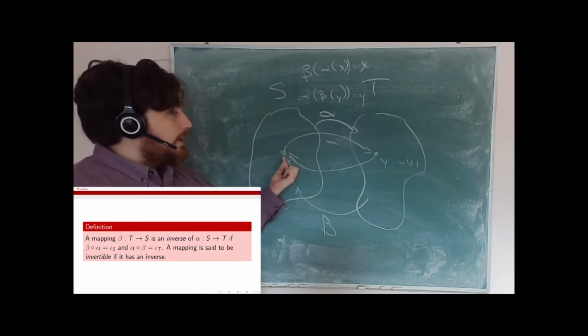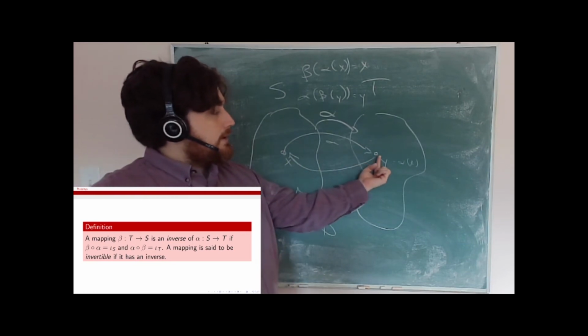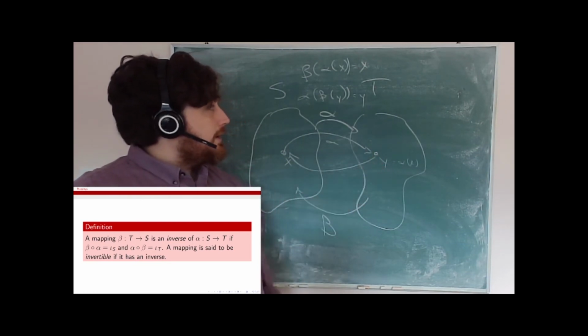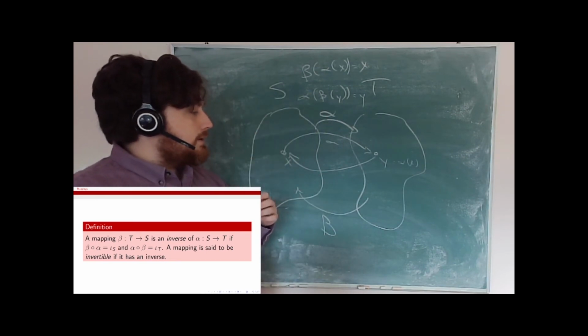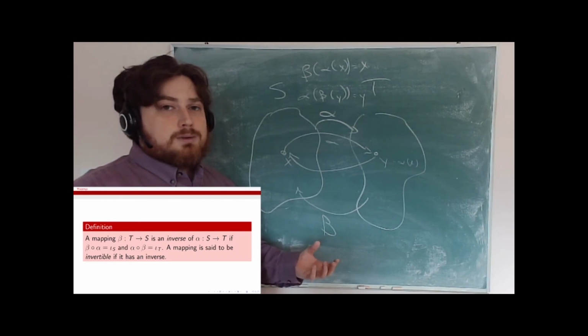Now, one of the identity mappings is on S, because it's sending things in S to things in S. The other one's on T, because it's sending things in T to things in T. But the composition in both directions is just an identity mapping. And so that's what we're going to call an inverse.